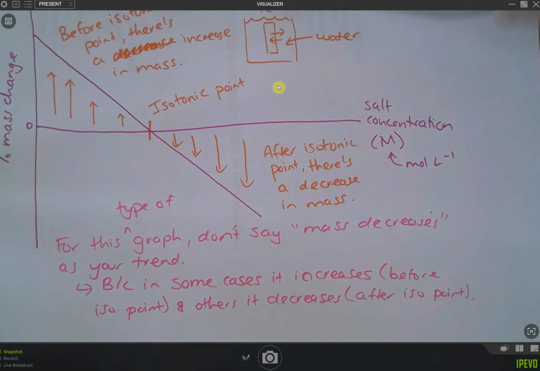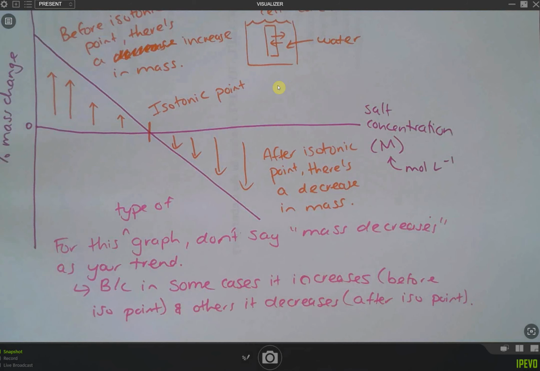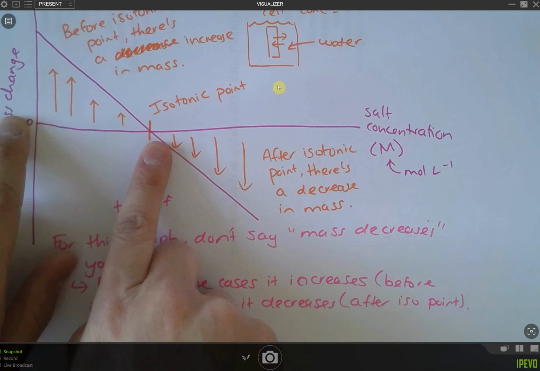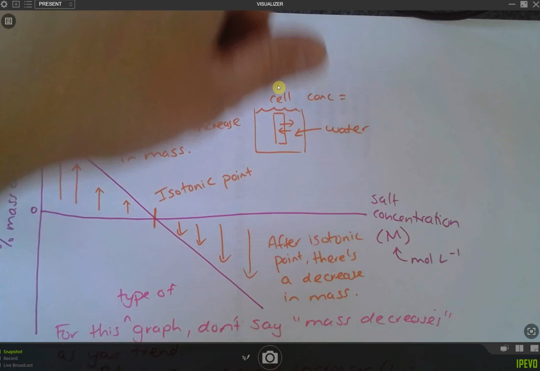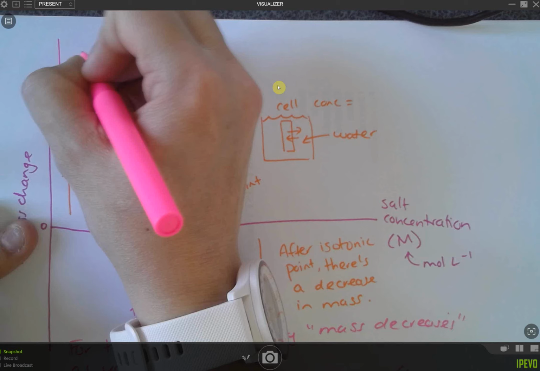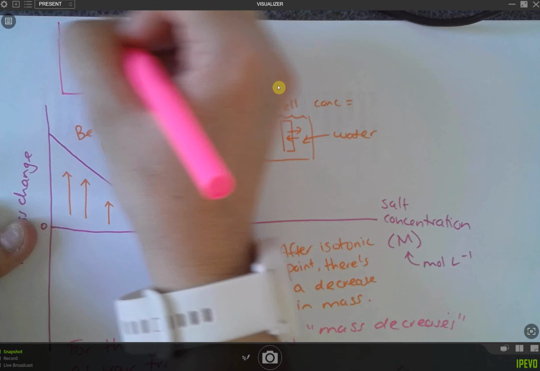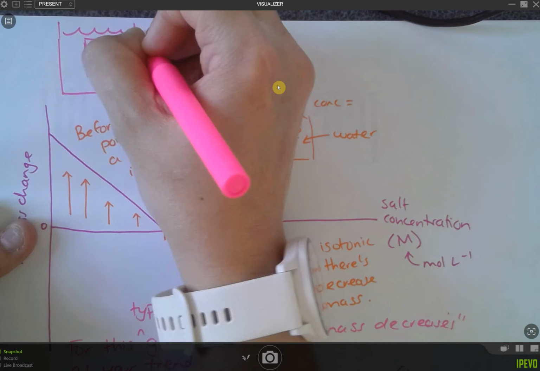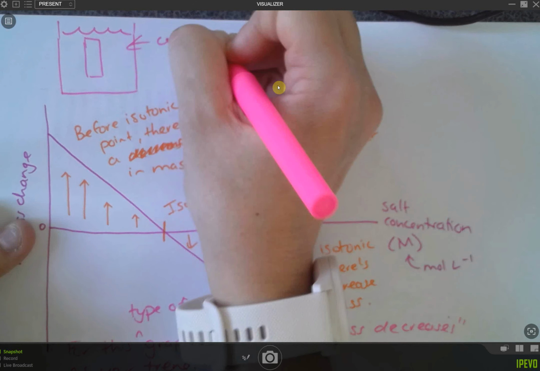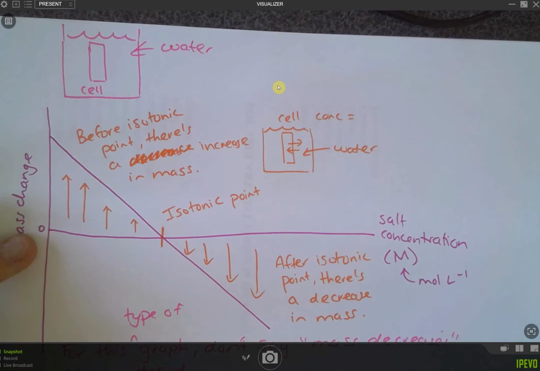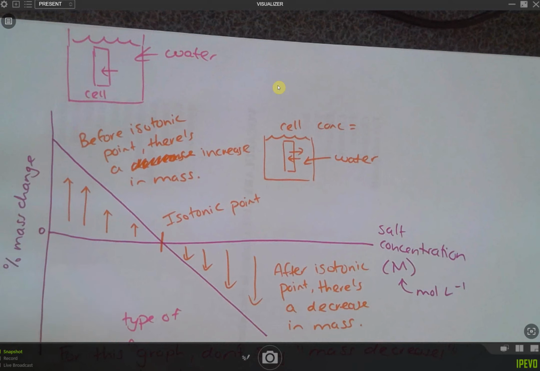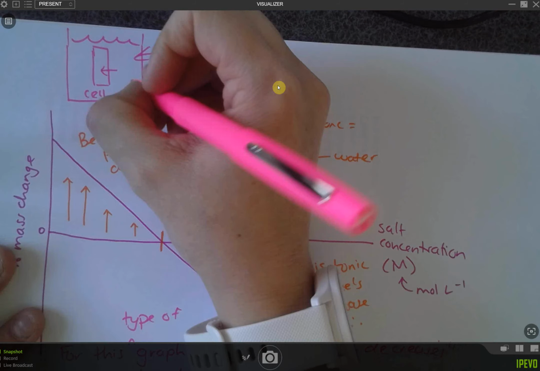So in this case here, before the isotonic point, it's going to increase in mass. So if I was to draw my little cell in the water solution, so water, that's my cell. What has happened in this case is that the water has moved into the cell. And the reason why is because this here is a hypotonic solution.